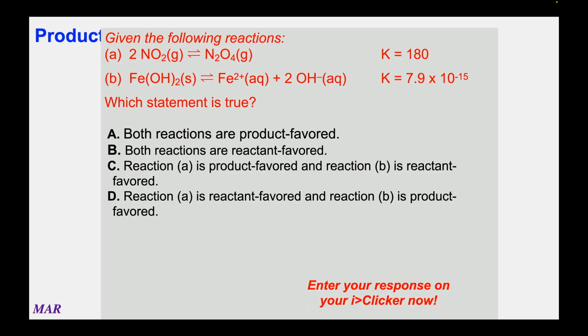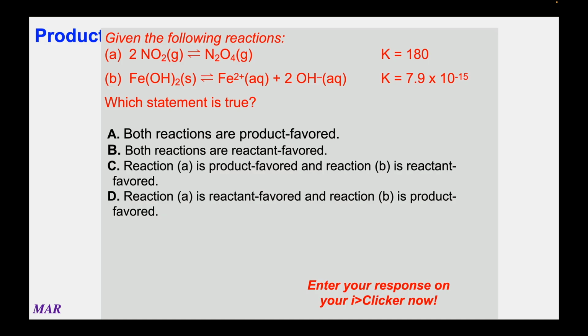In this question, we have two equilibria. Two NO2s are in equilibrium with N2O4. K is 180. The second reaction is iron(II) hydroxide as a solid in equilibrium with iron(II) plus and 2 hydroxides. And it wants to say which statement is true. The first one says both reactions are product favored. Well, the first one, K of 180, is certainly greater than 1, so that's going to be product favored. But the second one is certainly not. That K is much less than 1. That's very reactant favored. So that's not going to fly.